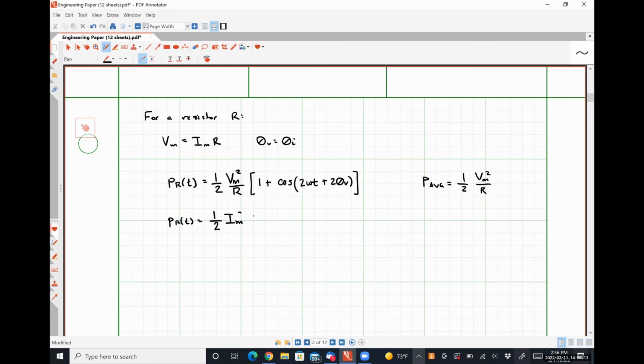That would be Im squared times R multiplied by a factor of 1 plus cosine twice omega t plus twice theta I. And from this relationship, the average power absorbed by a resistor can be expressed as simply 1/2 Im squared times R.